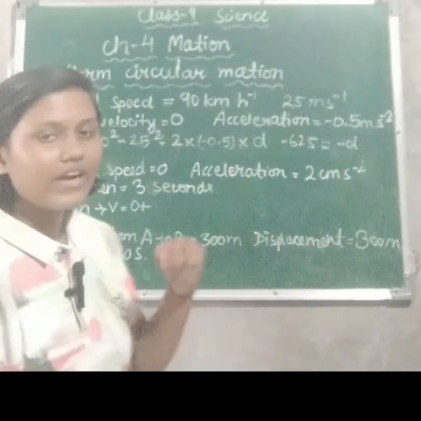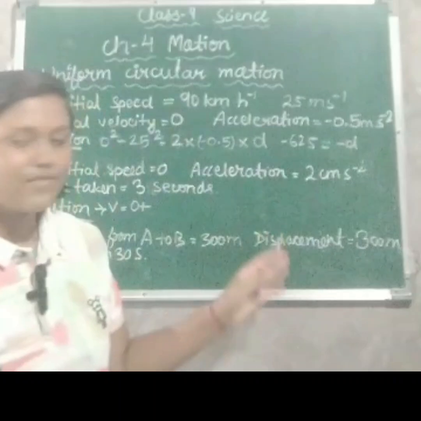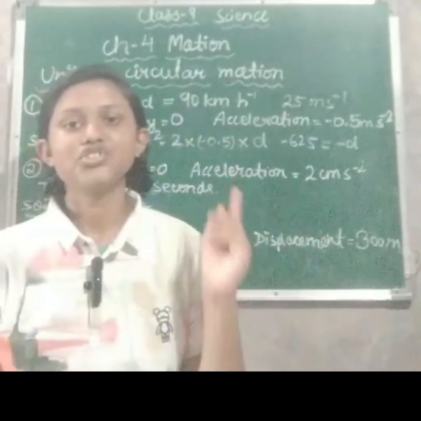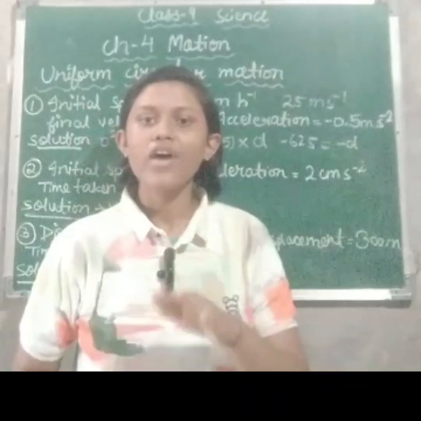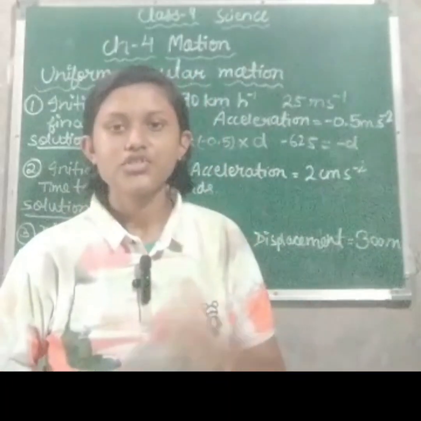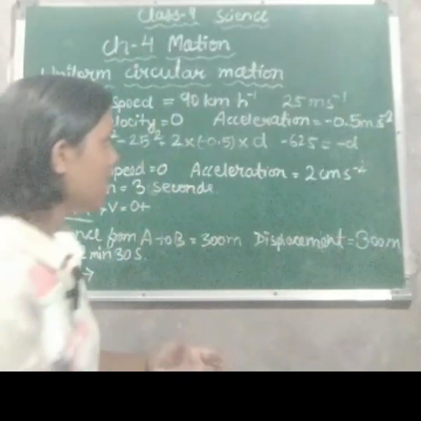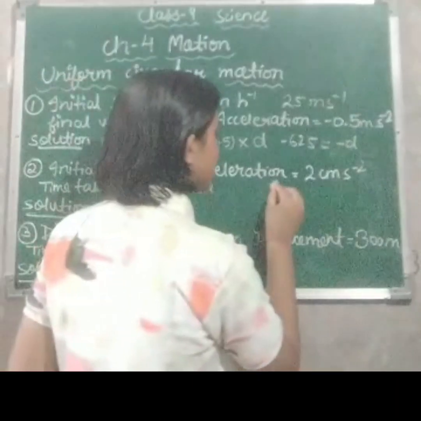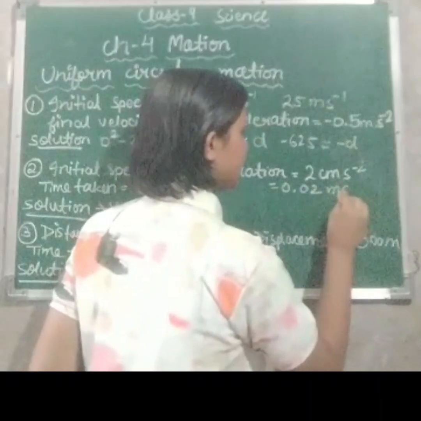Now we will convert this acceleration into meter per second squared. As we know that 1 meter is equal to 100 centimeters, so 1 centimeter is equal to 1 by 100 meters. So now we will divide 2 by 100. After calculating, we will get the answer 0.02 meter per second raised to the power minus 2.